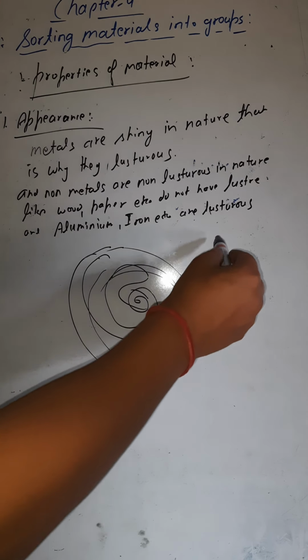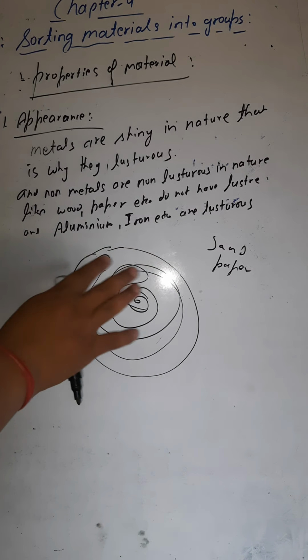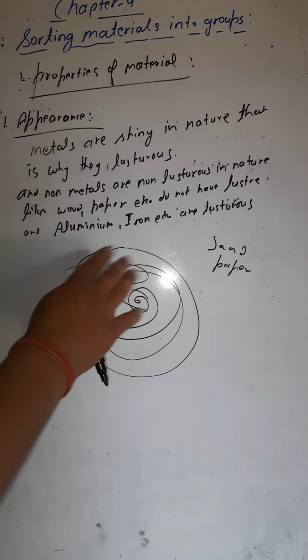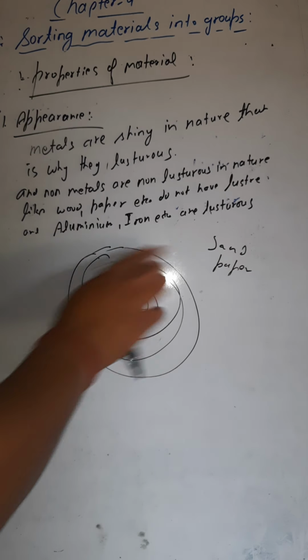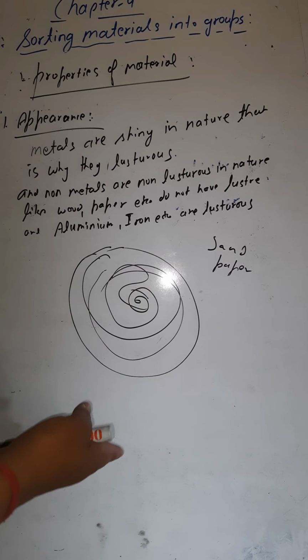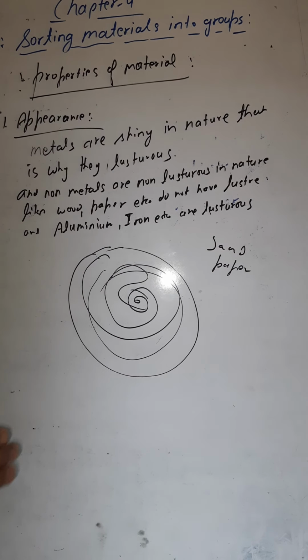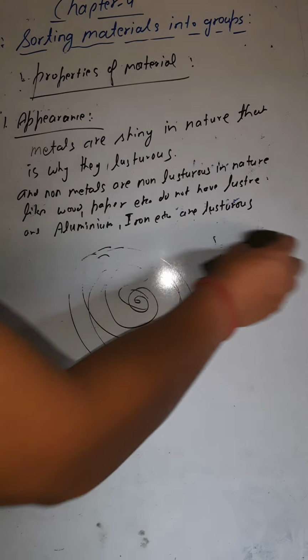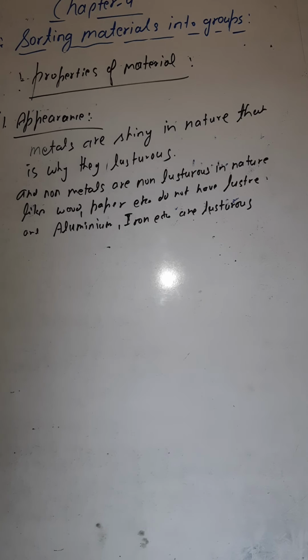You must know about sandpaper. If I scrub this copper plate with the help of sandpaper, I can make it shiny again. So the metals which are non-lustrous right now can be made shiny by scrubbing with sandpaper. Different things we use to make them shiny in nature. So this is the first property, that is the appearance. Some metals are lustrous in nature, and the non-metals are non-lustrous.